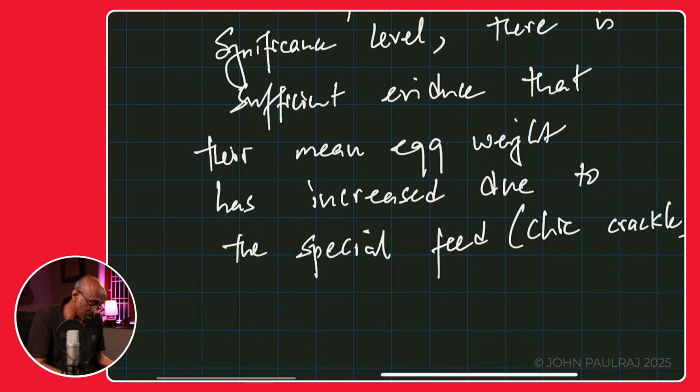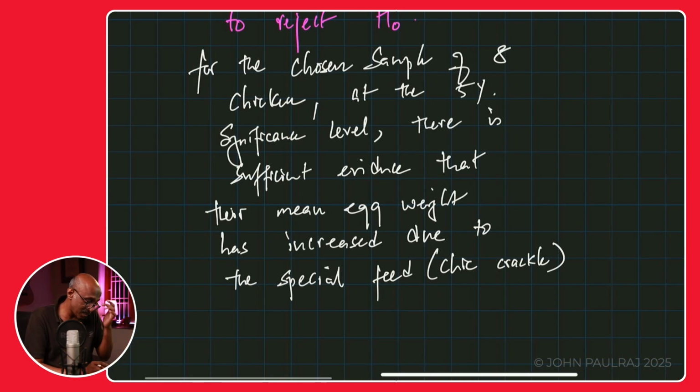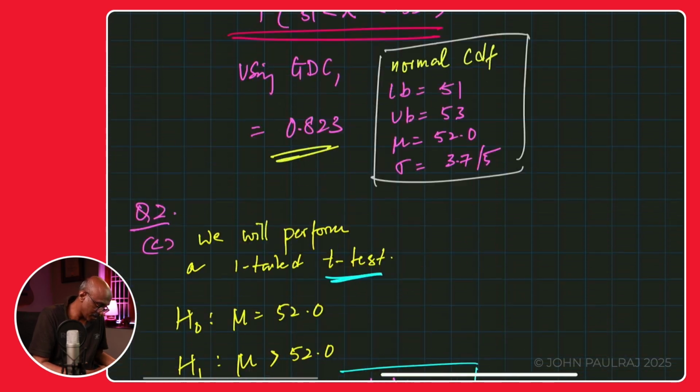So you've been as specific to the context as possible. You said for the eight chicken, because it was being done for the eight chicken at the 5% significance, there's sufficient evidence that their mean egg weight has increased due to that special feed. All right, now let's move on.